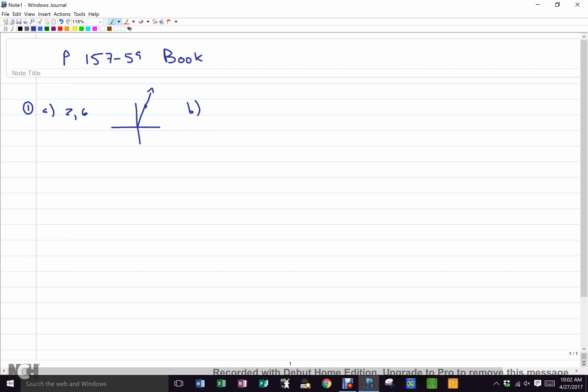B was (-4, 2). Negative 4, 2. C was (-5, -2). Negative 5, negative 2, down there. And D was (-1, 0). Negative 1, 0 means it goes straight out here.